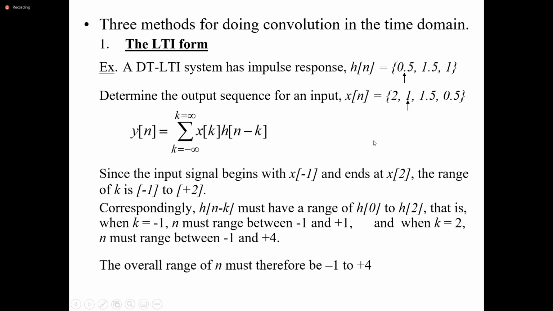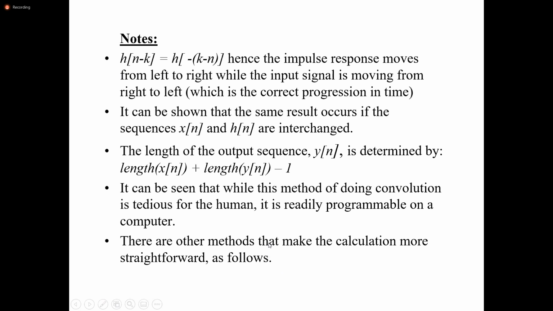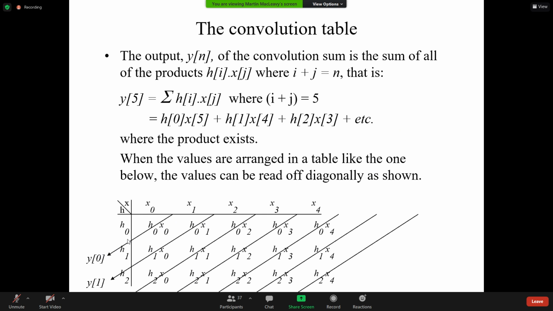So, are there other methods? Of course, there are other methods. So, you can read through the notes. The one I like to do, if you have to do it by hand, is called the convolution table. And the convolution table is just going to say that you can put all your values into a particular table and calculate them and read off the values diagonally. It's shown here.